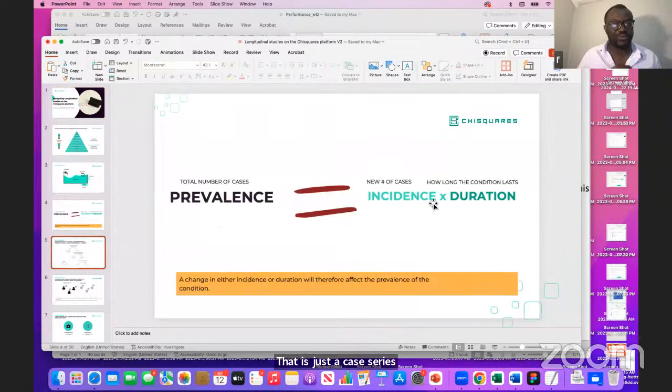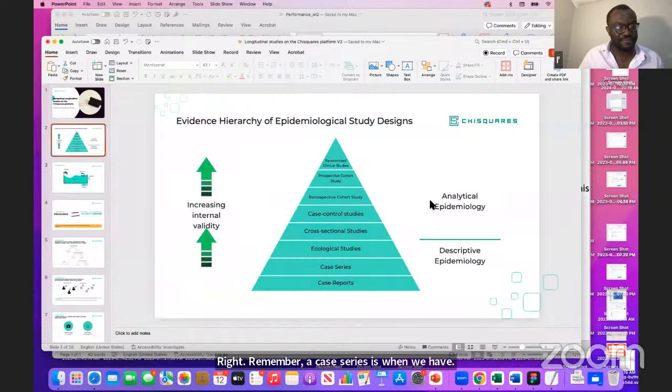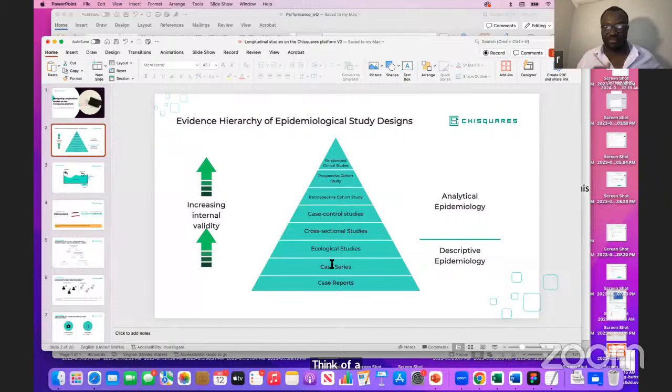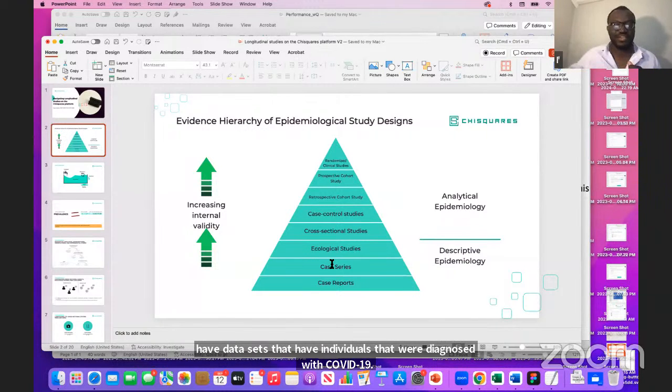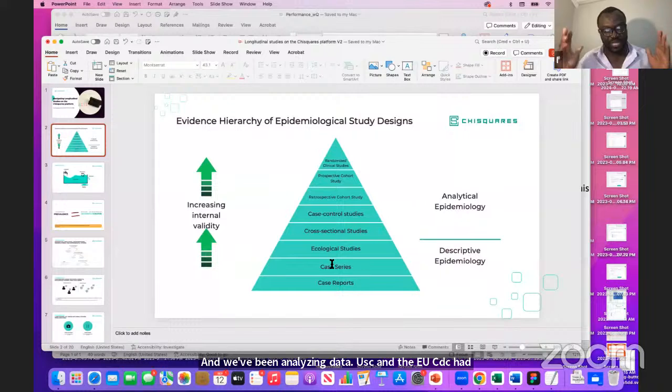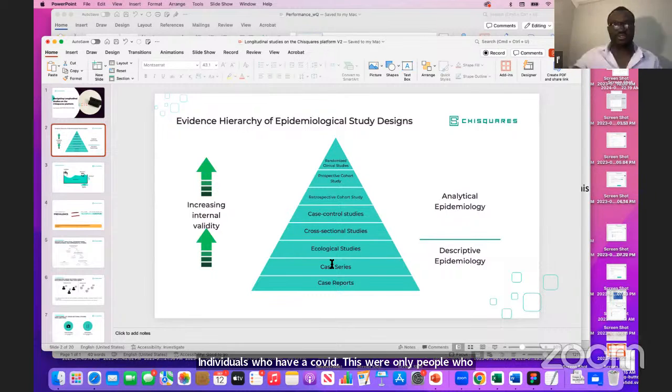Remember, a case series is when we have, let's go back to right here. So case series. Think of a case, and we've used case series extensively in the past few years since COVID-19. You have data sets that have individuals that were diagnosed with COVID-19, and we've been analyzing data, right? The US CDC and the EU CDC had tons of data sets like that, where we have individuals who have a COVID. These were only people who tested positive for COVID-19. Each day, they will have extensive data just put out, like this individual tested for COVID-19. This was the family history, this was their whatever. We take that data set and we're trying to analyze it, right? That is a case series.